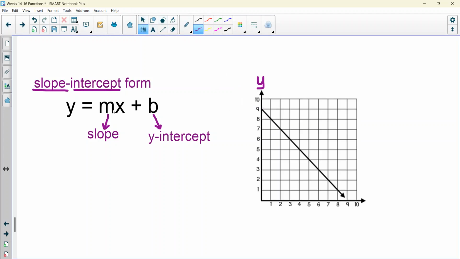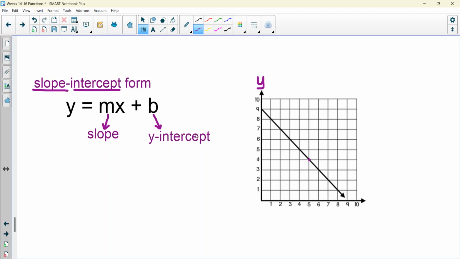So, we know what the m and the b represent in this form. What do the x and y represent? They are basically just any point along this line. It's x and y coordinates that would be true in this linear function. They would fall upon that line.